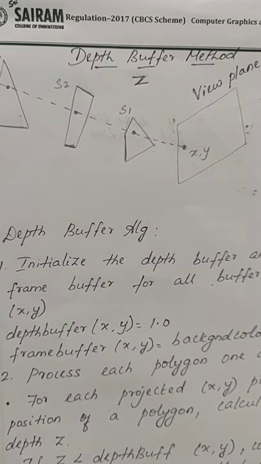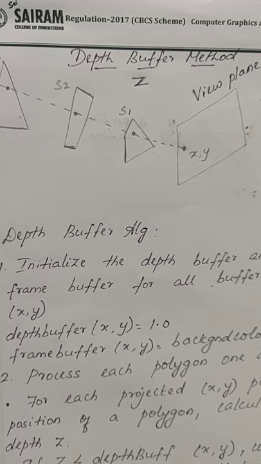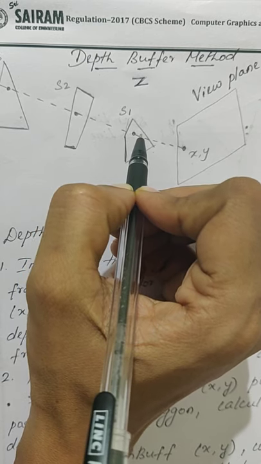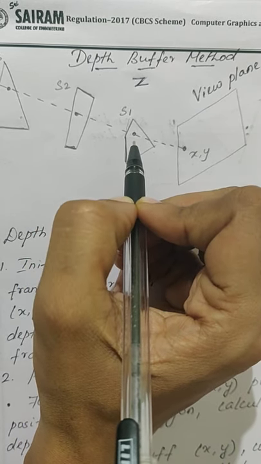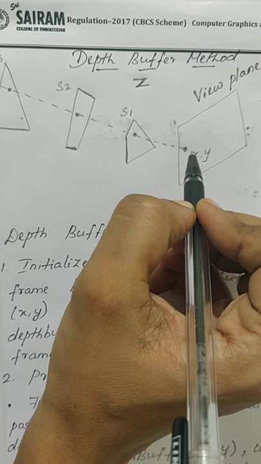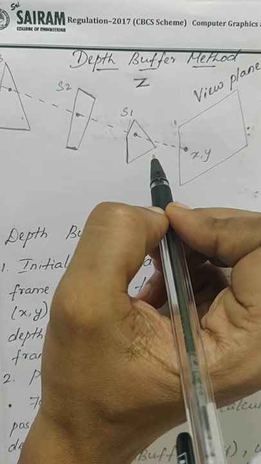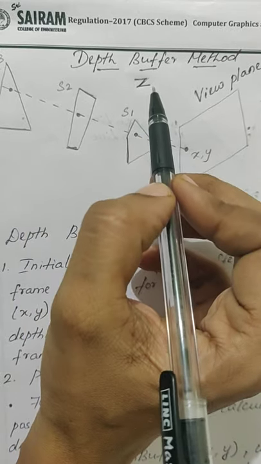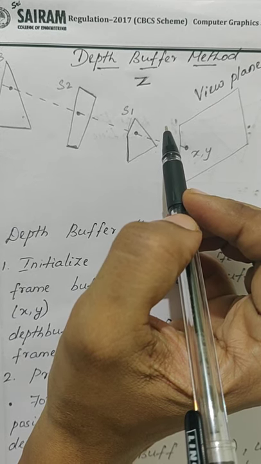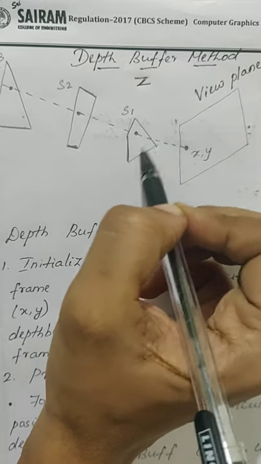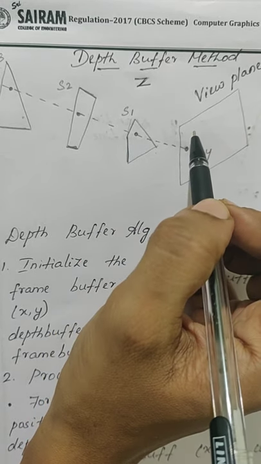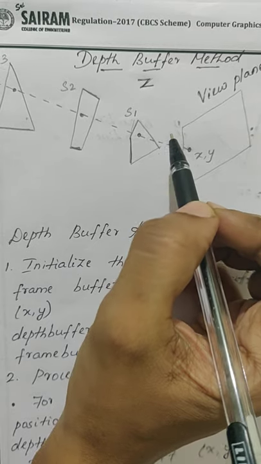So how does this algorithm work? For every pixel, I have to calculate the depth value, that is the Z value, and based upon these Z values, I have to detect which object is close to my view plane. The closer object I should make visible. This is what we are learning in the depth buffer algorithm. Calculate the Z value for every pixel of your object. Based upon the Z value, identify the closest object to my view plane and make that object visible. Consider that object as a visible object.